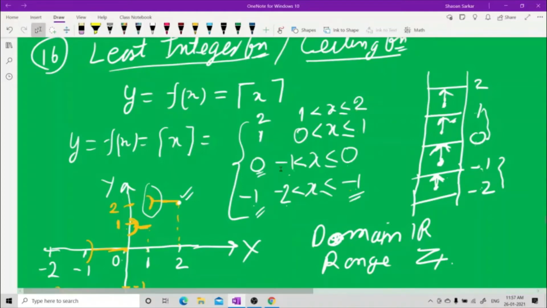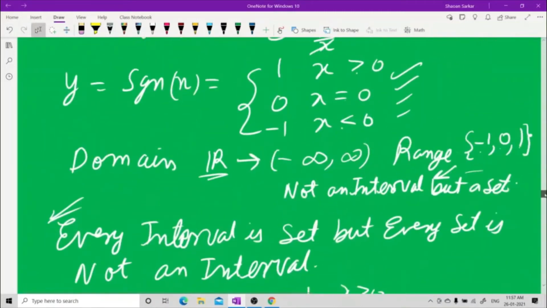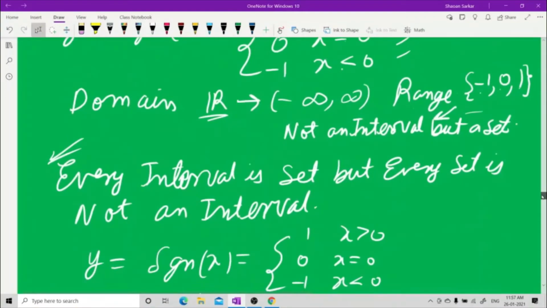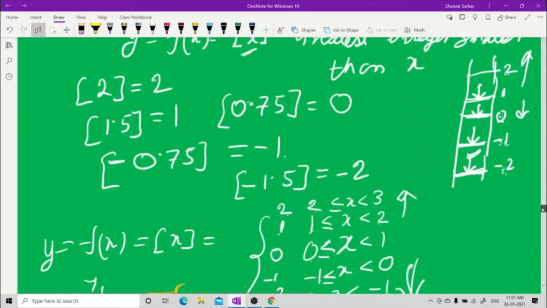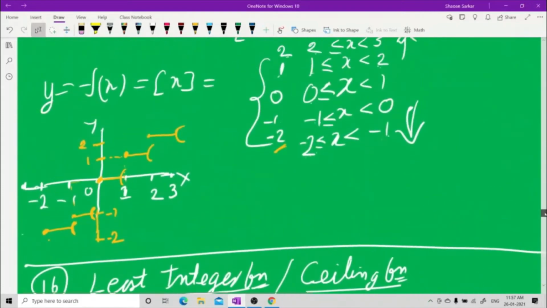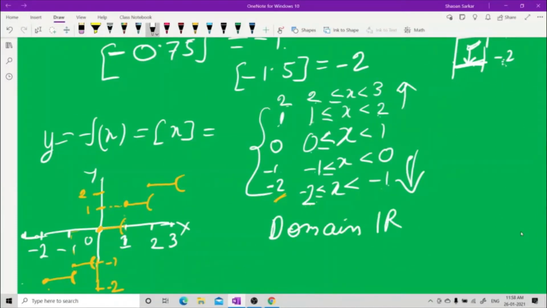Similarly, I don't think I gave you that also. Let me tell you the domain and range of the signum function. I gave you the domain and range of the ceiling function. Now for the floor function. The floor function also has the same domain. Domain is R and range is Z, that is integers.